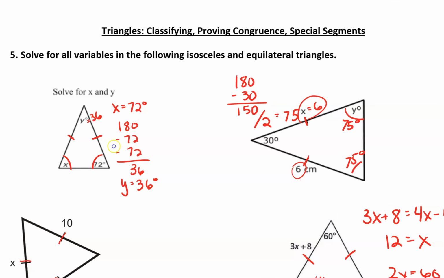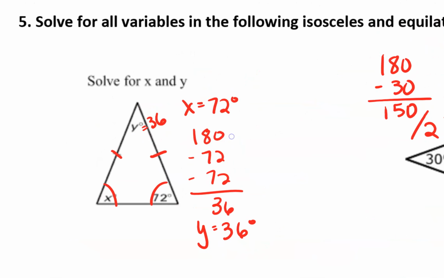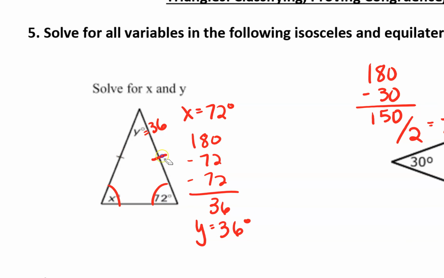Okay, so now here we have the isosceles. It told you these were congruent. Therefore, we have base angles congruent. Therefore, x would be 72 and y would be 36. How did I get 36? I took all of it is 180. That's triangle sum. Subtract the 2 that I know, 72 and 72, and I get what's leftover, 36.